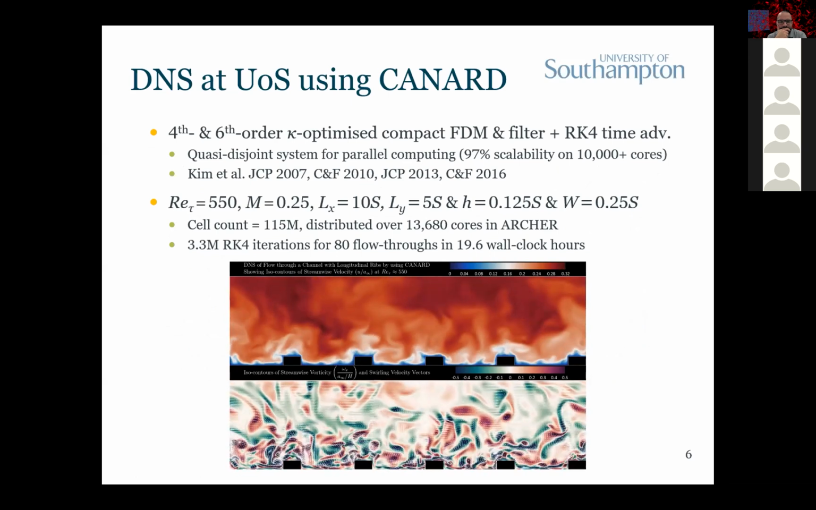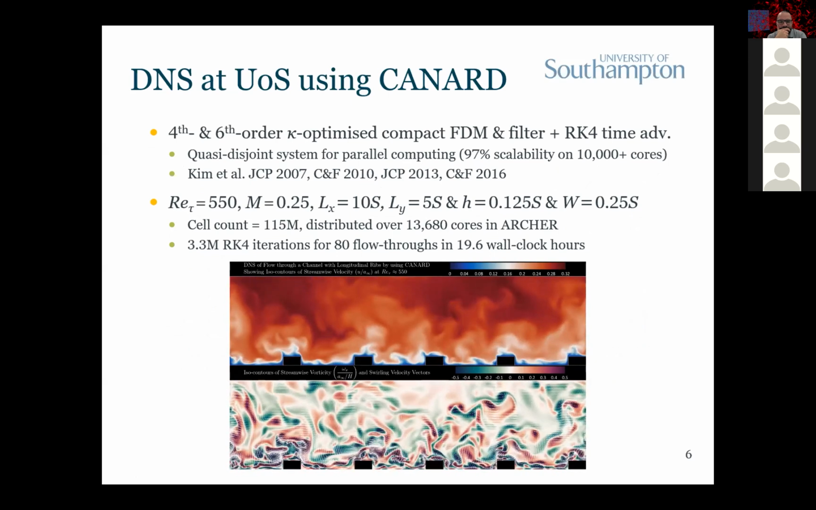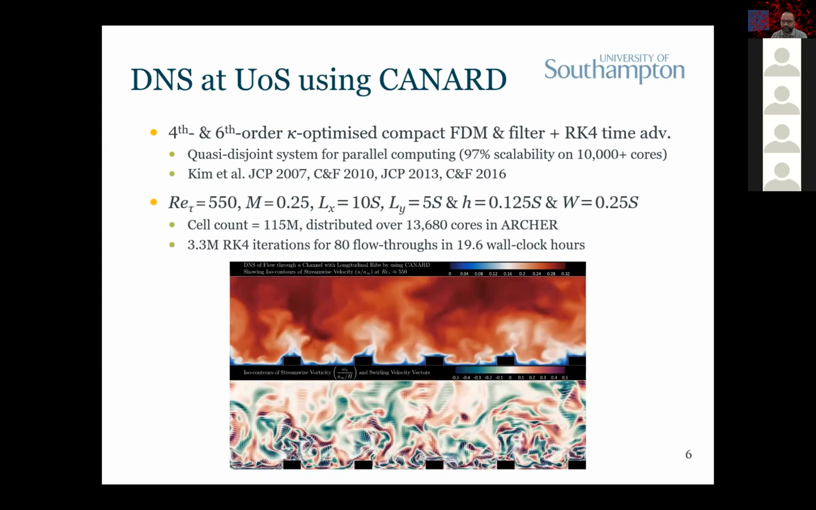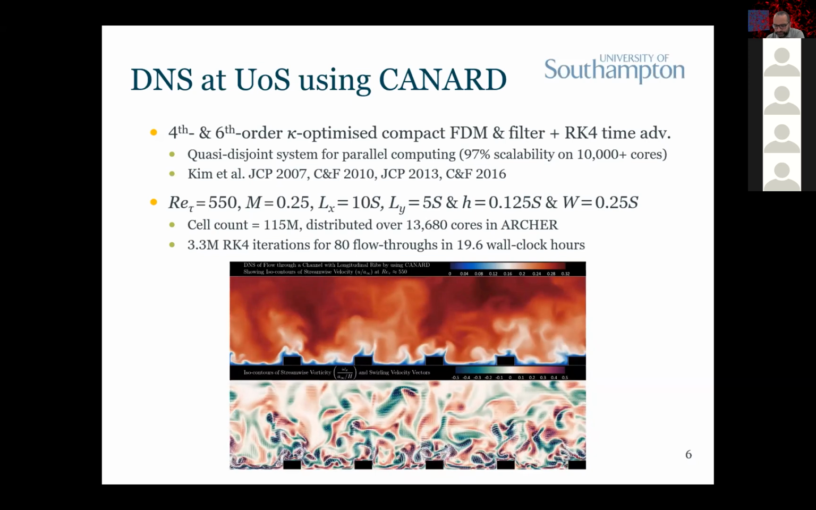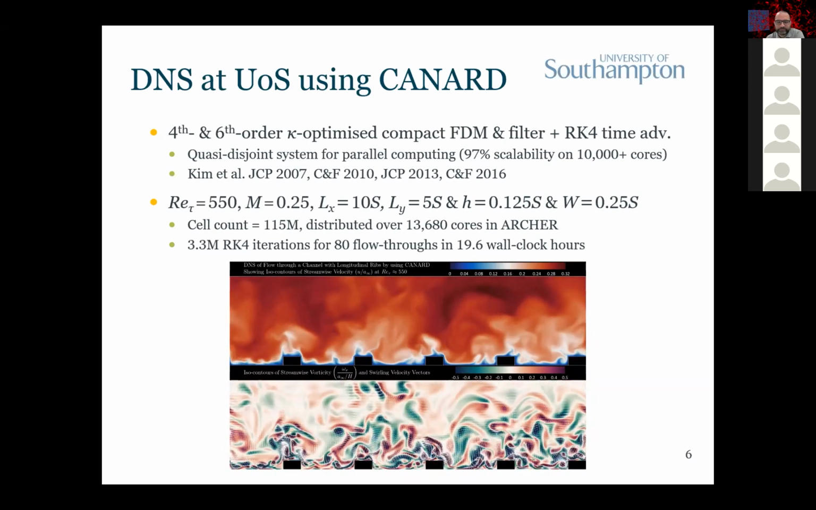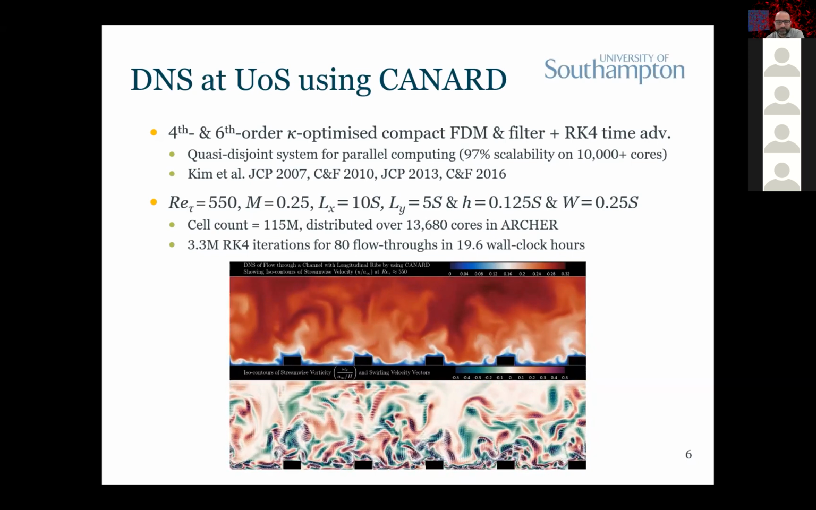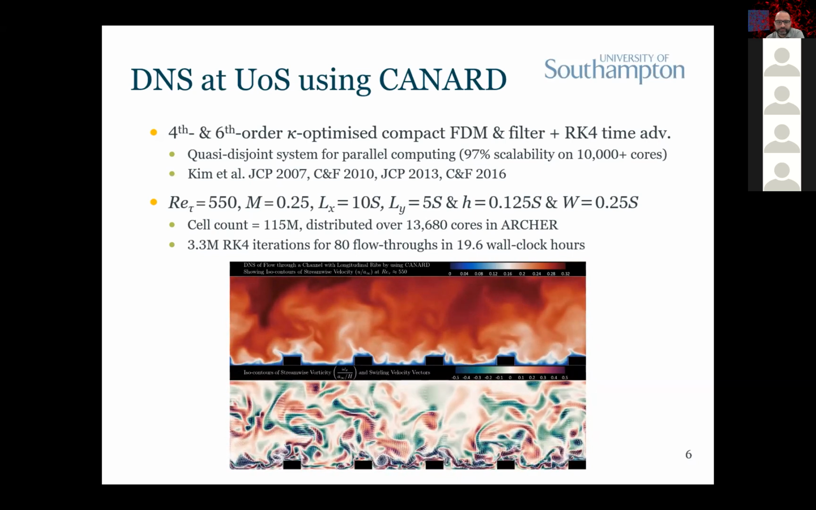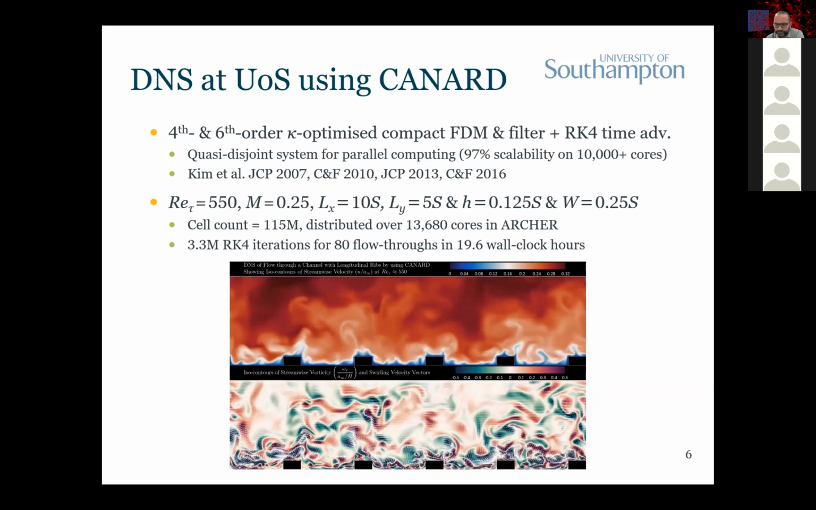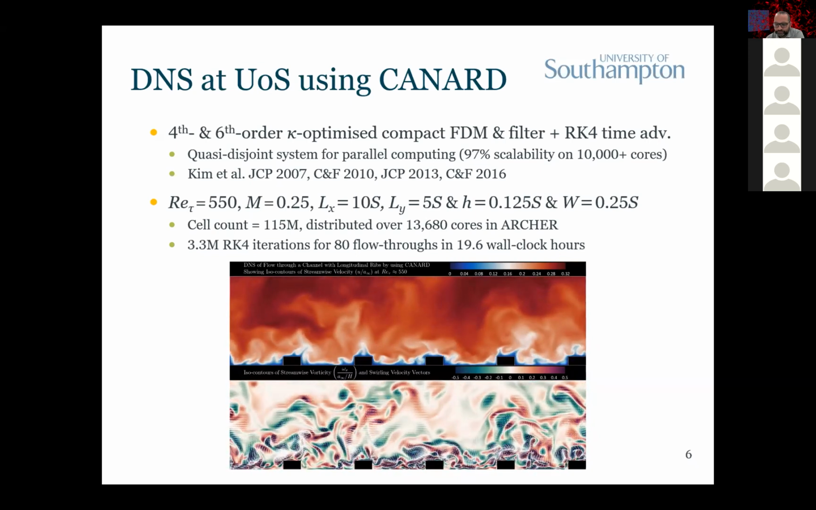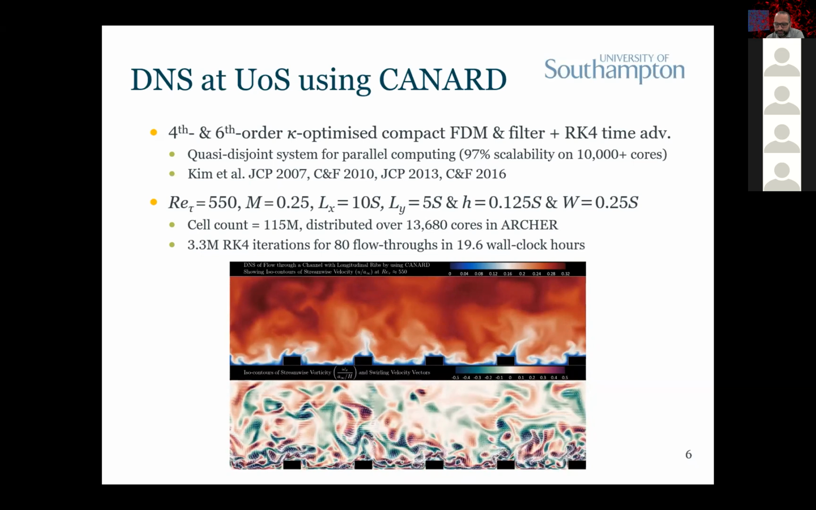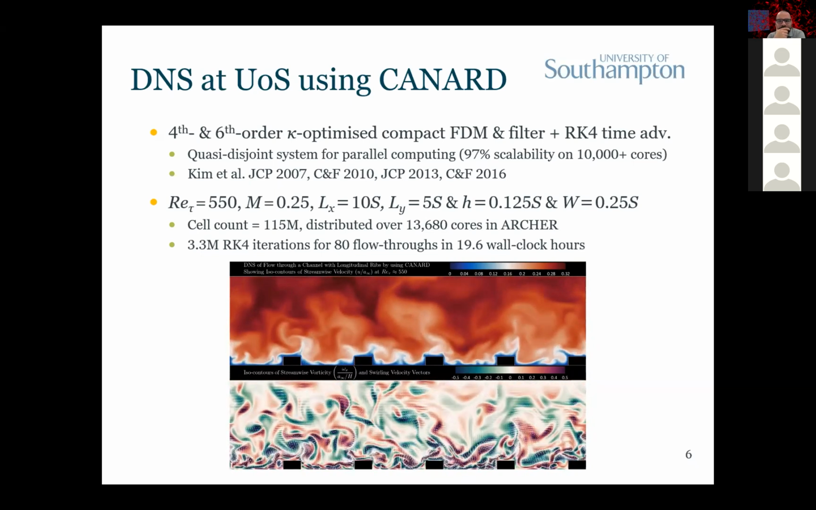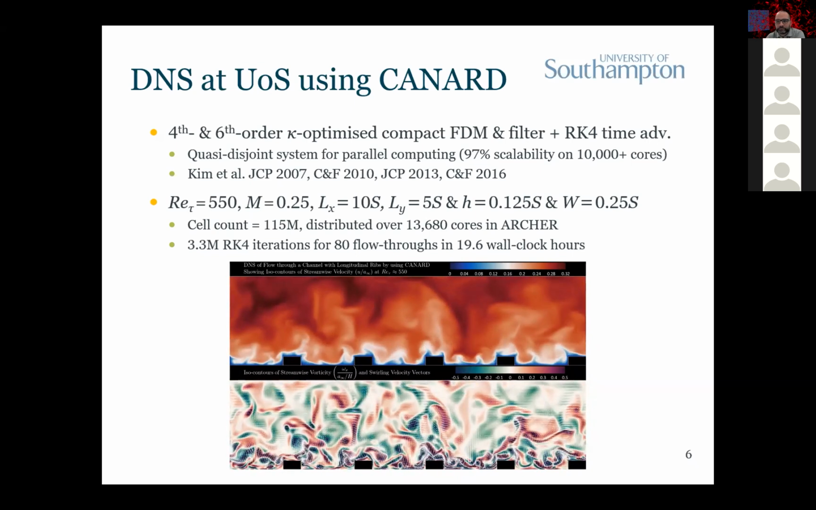The code that was used from Southampton's work was named Canard, based on 4th and 6th order wave number optimized compact finite difference method and filters, based on pentadiagonal and 7-point stencil formations. And a 4th order Runge-Kutta time marching scheme was used. The code is showing about 97% scalability on 10,000 or more cores.